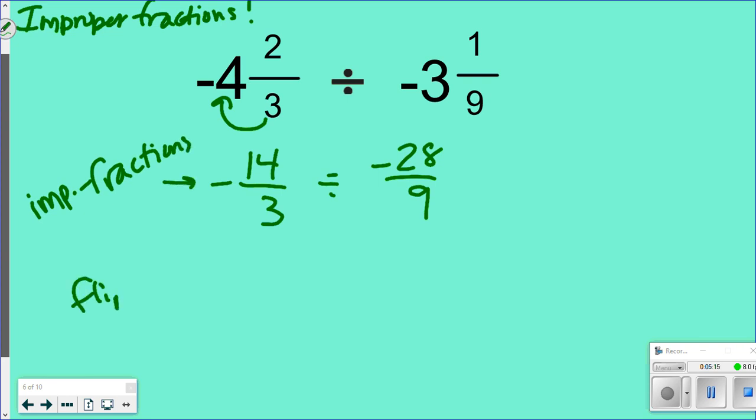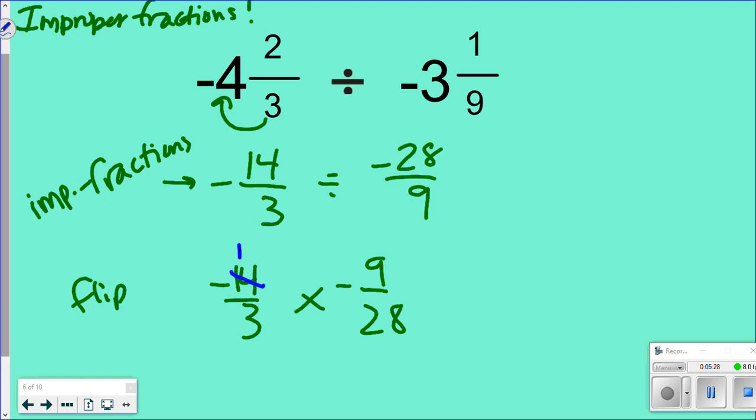Then you can do your flipping. Okay, so it'd be negative 14 over 3 times negative 9 over 28. There's a lot of reducing that I can do here. 14 and 28, let's see, 14 goes into 14 one time, 14 goes into 28 two times.